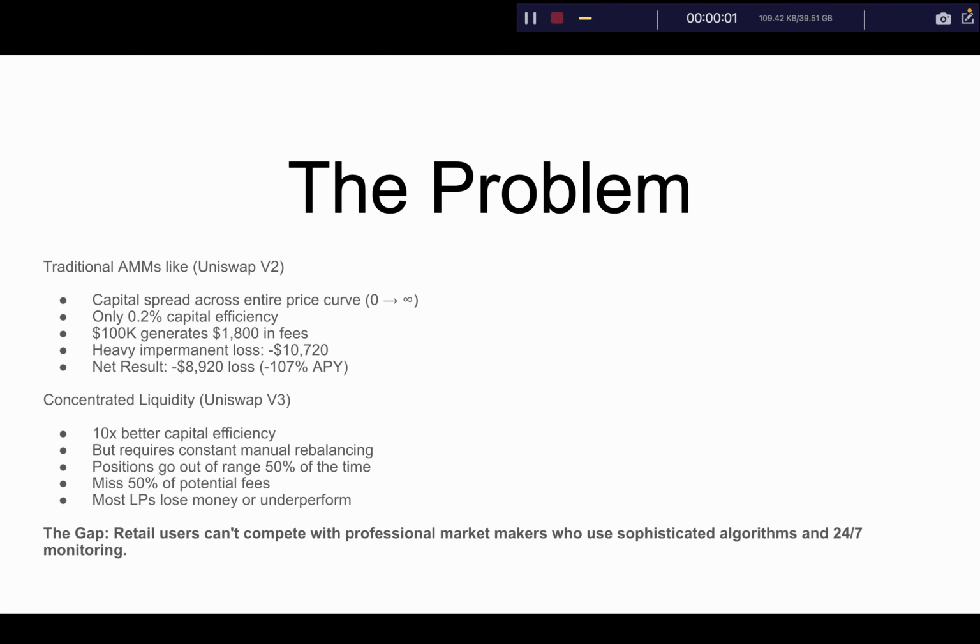Hi, my name is James, and I'll be presenting this hackathon project called Agent Swap. This hackathon project addresses a big problem in automated market makers.